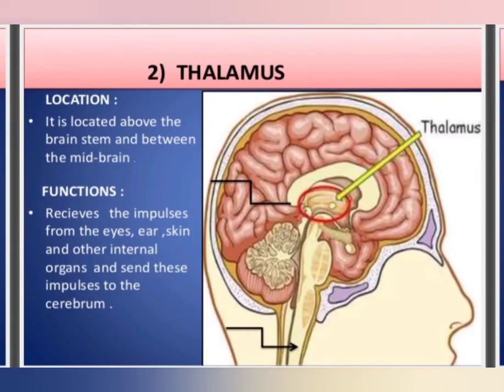What is thalamus? Thalamus is the part which is present above the brainstem, or you can say near the midbrain, and its main function is to receive the impulses from the eyes, ears, skin and other internal organs, and it helps to send all these impulses to the main thinking part of the brain, which is called cerebrum.